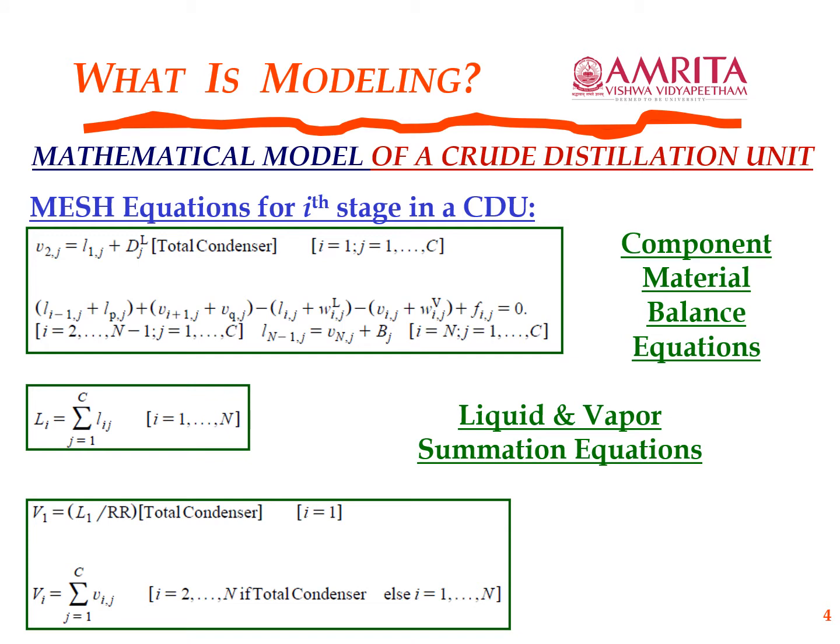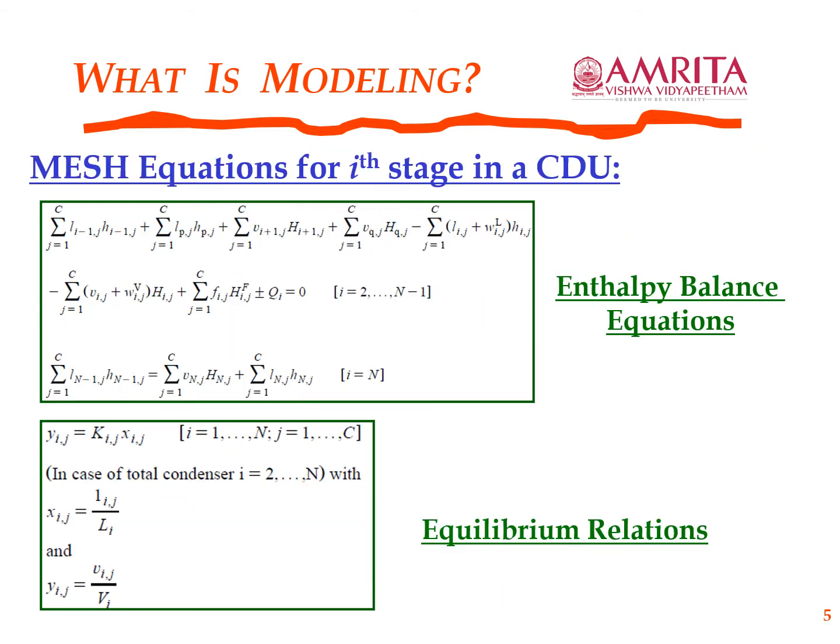And these are the model equations for an atmospheric crude distillation unit at the Indian Oil Corporation's Mathura refinery in India. And we have the component material balance equations, liquid and vapor summation equations, enthalpy or energy balance equations, and equilibrium relations. This is for any ith stage of the CDU, or the crude distillation unit.